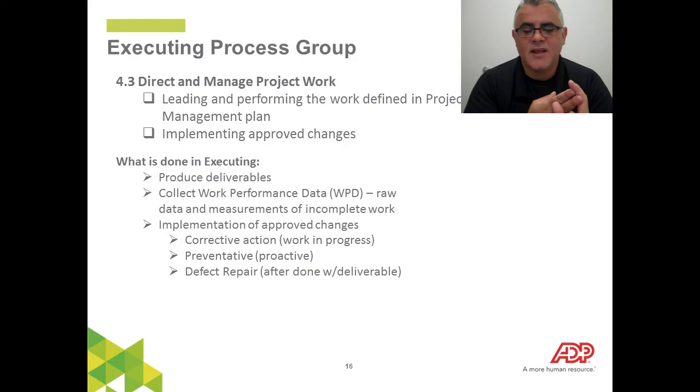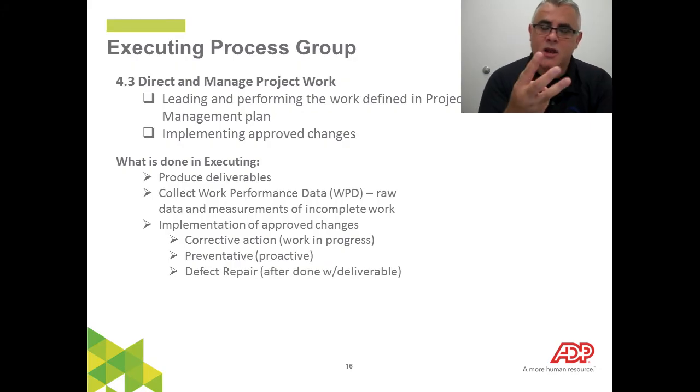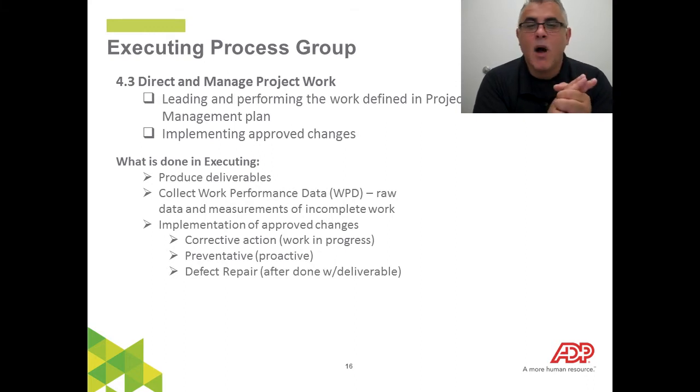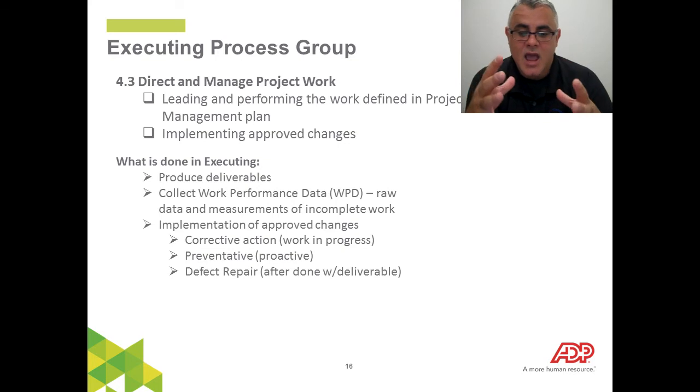So you could be collecting raw data on where they're at in terms of completing the work. You may have received some approved changes that are going to be implemented, so you fold that into executing. There's a couple of things about implementing approved changes: corrective action, preventative action, and defect repair. You're going to go through those a lot more when you get into quality, but it's important to know that corrective action is work in progress. So you're doing something and you notice that it's a little off, so you tweak it and correct the action, and that's while work is in process.